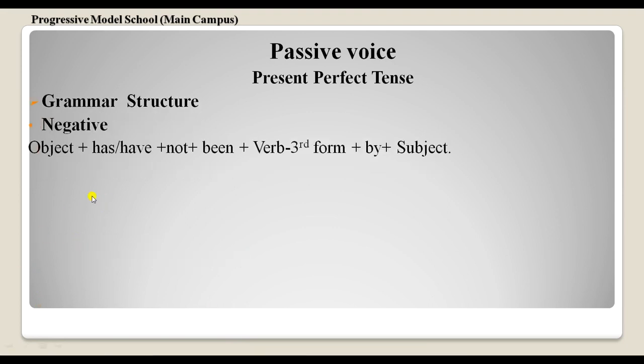So here is the structure of negative sentences to convert active voice into passive voice of present perfect tense. We'll just add not after the helping verb and before been. Let it clear by the example. He has not written a story. So here it is the negative sentence of present perfect tense.